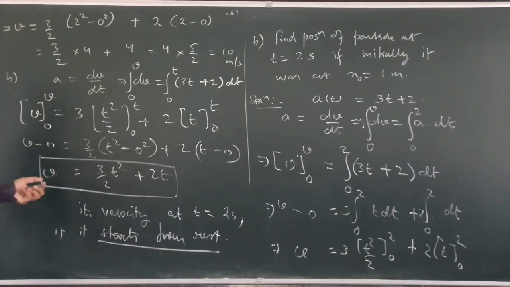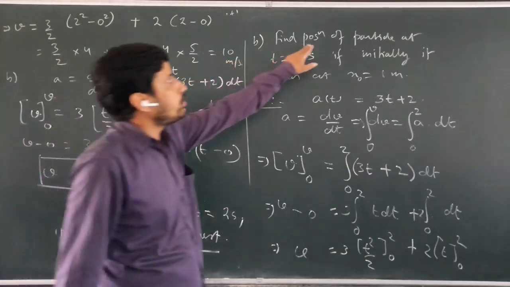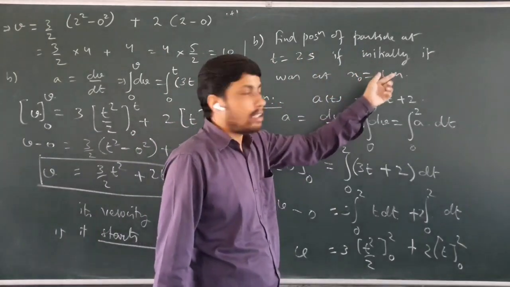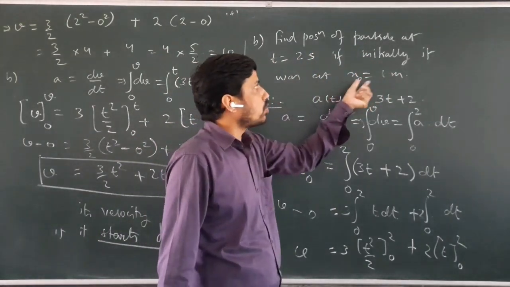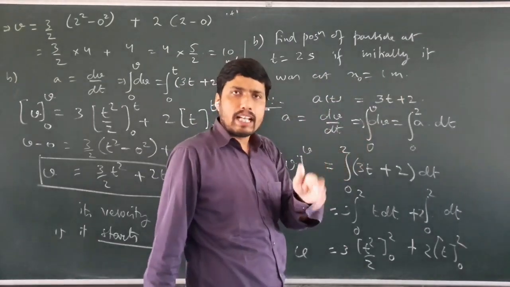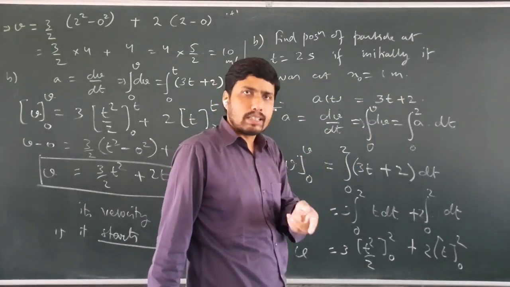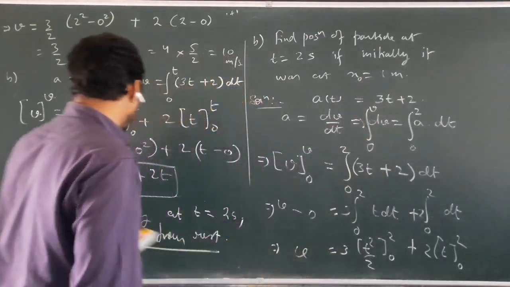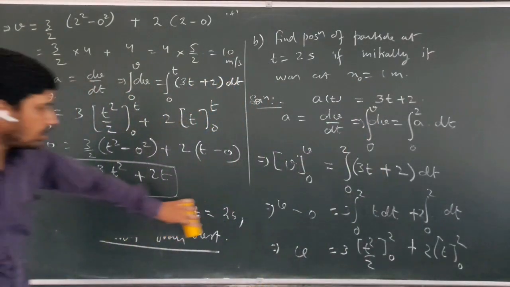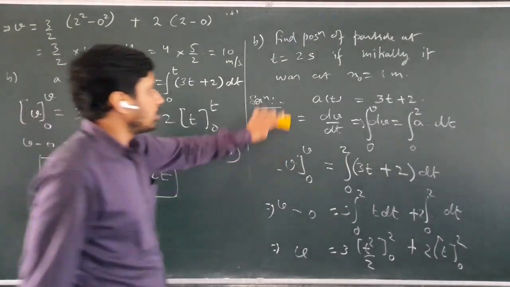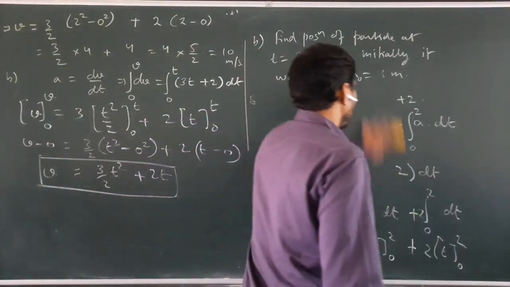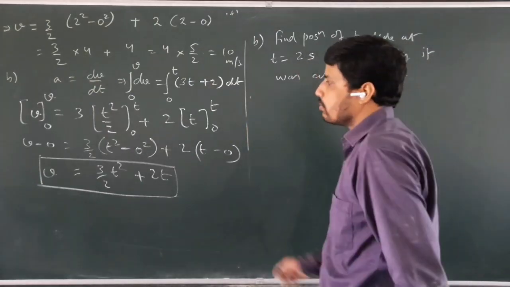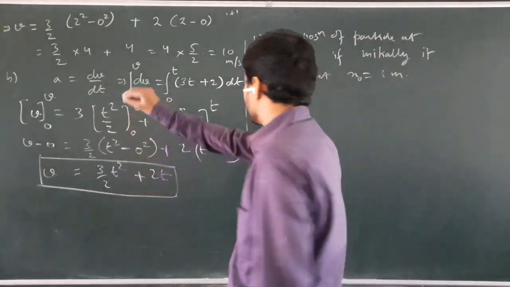Now from this velocity, what you have to find? Position of the particle at t is equal to 2 seconds, and it is given that initially x naught is 1 meter. When we start counting the time at t is equal to 0, the position is how much? 1 meter. Okay. So I am rubbing this part. Just as we obtained velocity from acceleration, likewise we can obtain position from velocity.